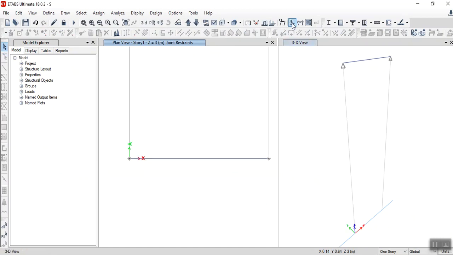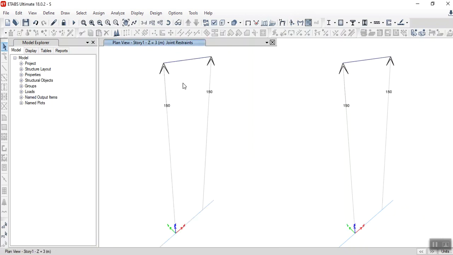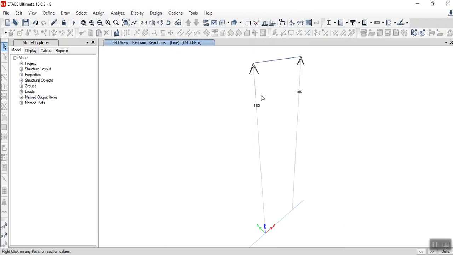Now joint reactions, joints for live load, apply. Here you can see 150 kilonewton load acting at support A and support B.